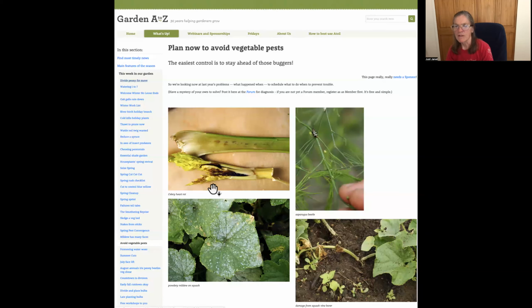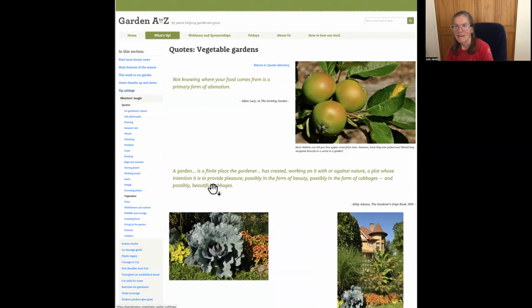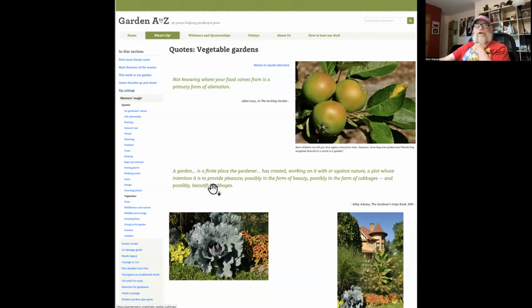Vegetable pests with pictures. Getting Brussels sprouts ready. We have a quotes section where we have quotes from various people, either because they are very appropriate for us in the garden, or because it's somebody famous who said something about a garden. There's a whole vegetable section in the quotes, and you can actually glean quite a bit from the quotes there.